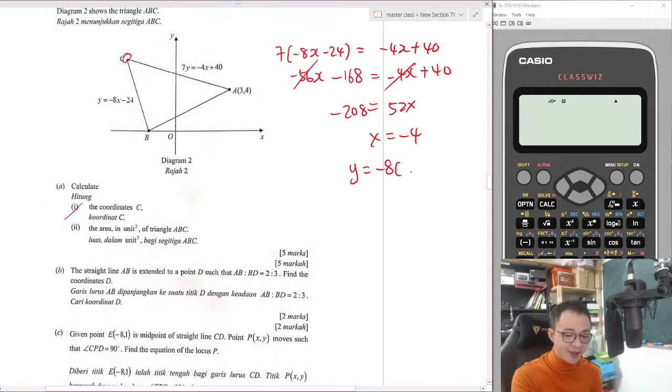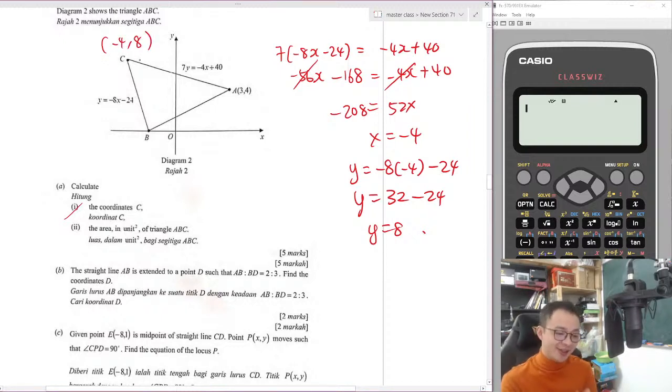Okay, then I want to find the y here. So negative 8 times negative 4 minus 24. So y equals 32 minus 24, y equals 8. And normally when I get the coordinate, I want to see whether it makes sense or not at this position, because this is negative 4 and 8, isn't it? Yeah, it makes sense for me, so I will just believe this answer. And they ask us to find the area of the triangle. So yeah, the area of a triangle is very easy.